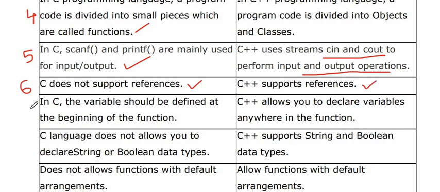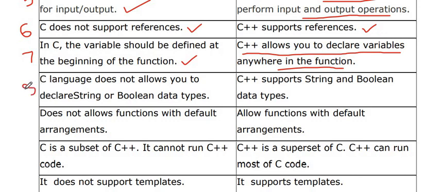Now let us see the seventh difference. In the C, the variable should be defined at the beginning of the function. Under the C++, C++ allows you to declare variables anywhere in the function. Means we can declare variables anywhere within the function in the C++.